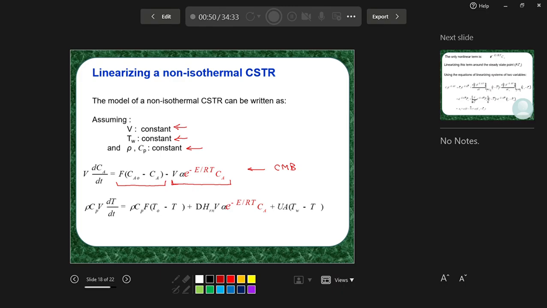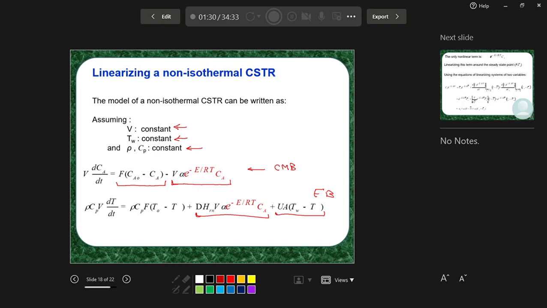the reaction. Similarly, we can do the energy balance for the system. This is the amount of energy produced by the reaction, and this is the amount of energy transferred with the coolant or the heating system that we have. So we have two differential equations, and you can see that we have these red terms which are nonlinear. This is nonlinear, this is nonlinear.